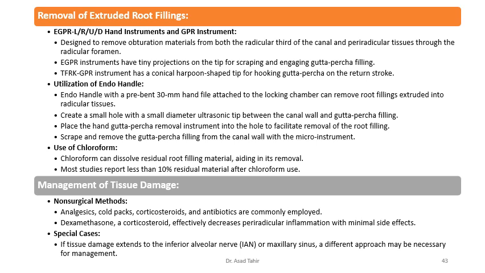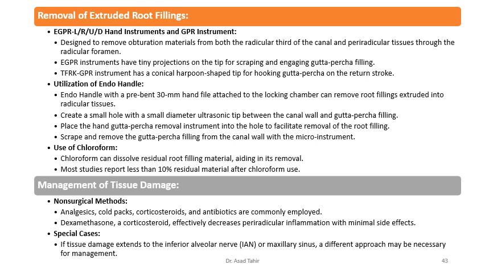Utilization of the endo-handle: an endo-handle with a pre-bent 30 mm hand file attached to the locking chamber can remove root fillings extruded into radicular tissues. Create a hole with a small diameter ultrasonic tip between the canal wall and gutta-percha filling. Place the hand gutta-percha removal instrument into the hole to facilitate removal of the root filling. Scrape and remove the gutta-percha filling from the canal wall with the microinstrument.